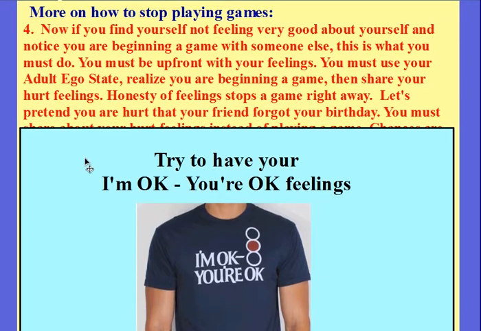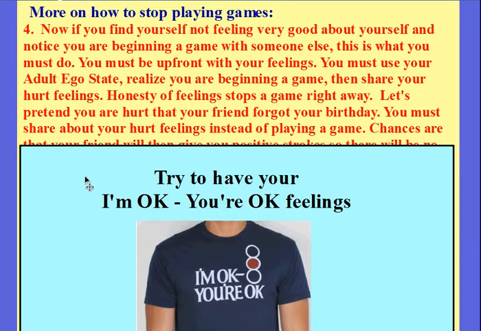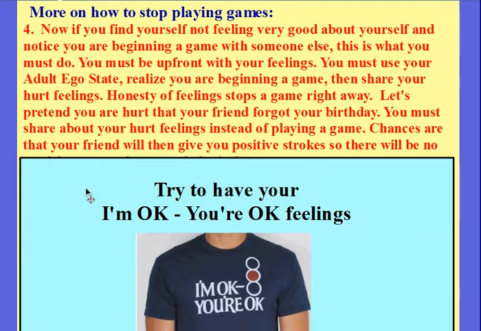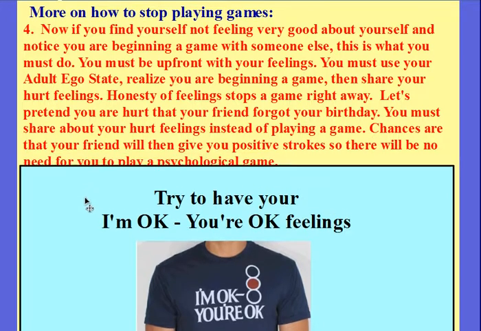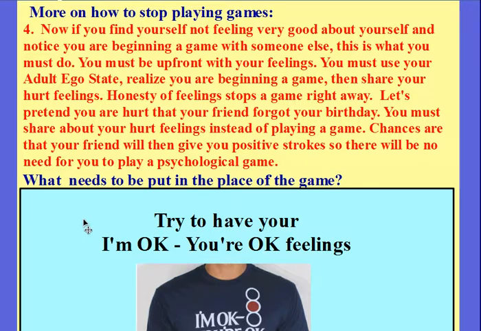Let's pretend you're hurt, that your friend forgot your birthday. You must share your hurt feelings instead of playing a game. Chances are that your friend will then give you positive strokes. So there will be no need for you to play a psychological game. So you have to be honest and upfront and say, you know what, I'm really hurt. You forgot my birthday. And the other person might say, oh, I'm just so sorry. And honesty will stop a game.